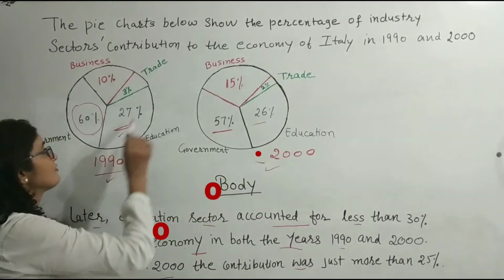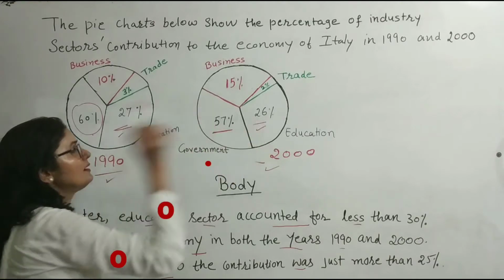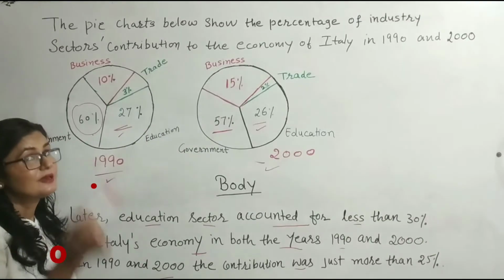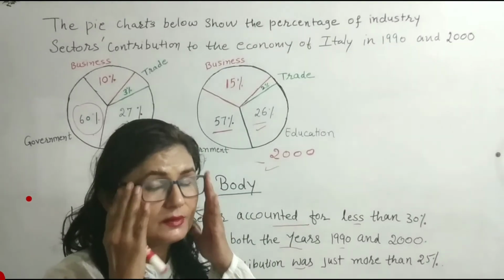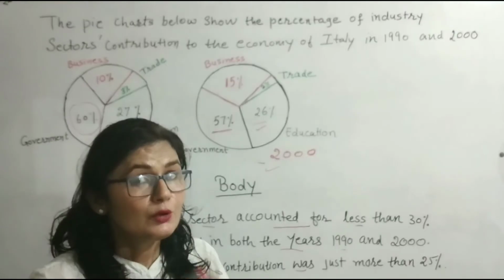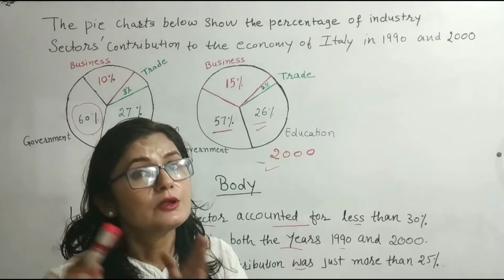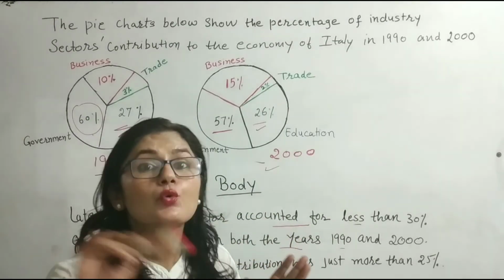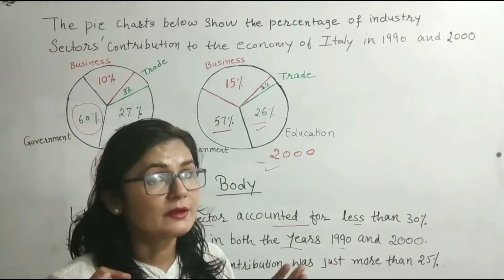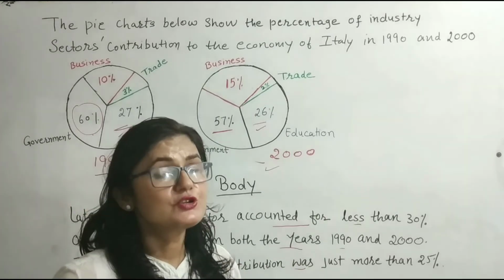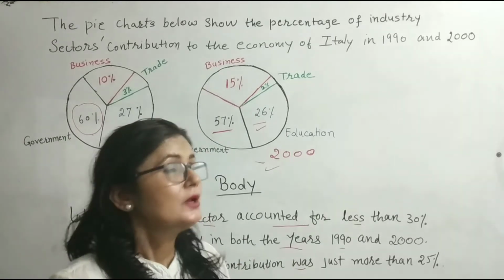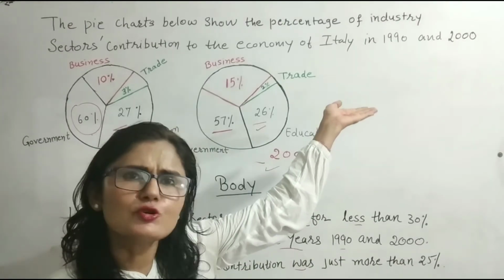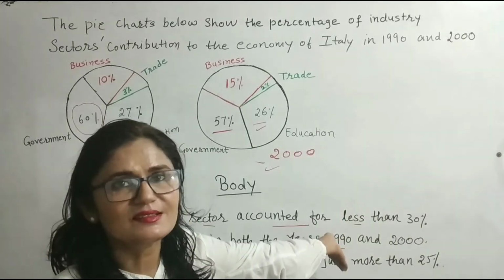So in this manner, we can say the contribution was just more than 25% but less than 30%. See, in which tense should we write the body of any graph in Task 1, IELTS writing? I said to you in my previous video lectures, line graph and bar chart also, it depends on the duration. 1990, 2000 means before 2020, obviously simple past tense.